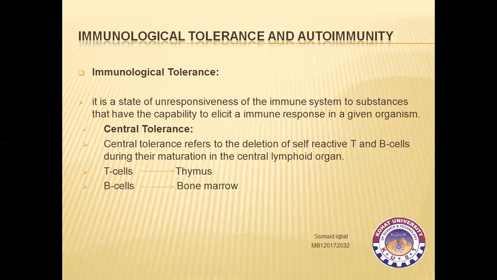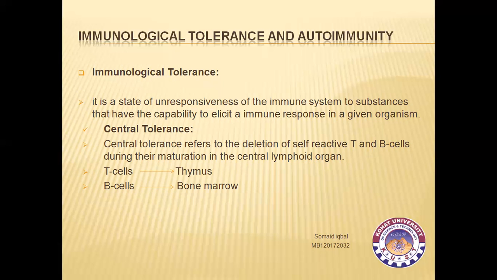Immunological tolerance is a state of unresponsiveness of the immune system to substances that have the capability to elicit an immune response in a given organism. We know that if any antigen enters our body, then our immune system will generate immune responses. If the antigen is non-self, then our immune system will generate immune responses. But if the antigen is self, then our immune system will not generate immune responses. That is called immunological tolerance.